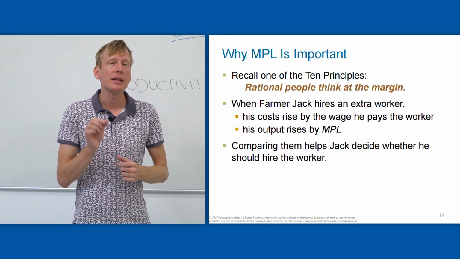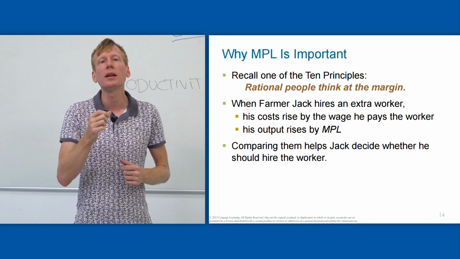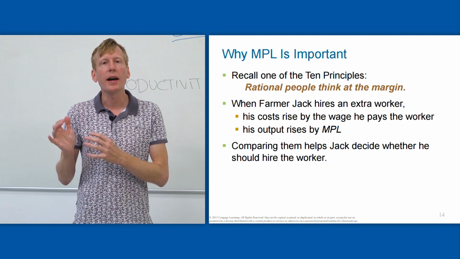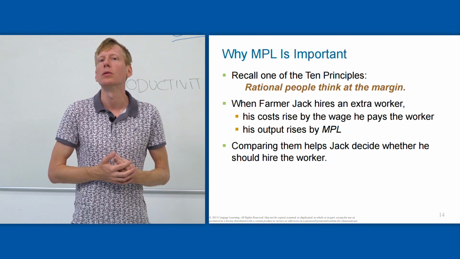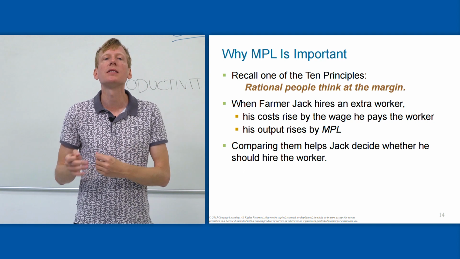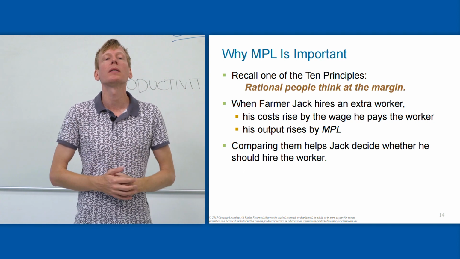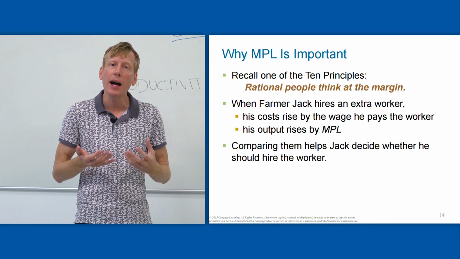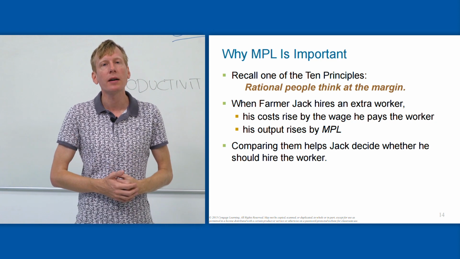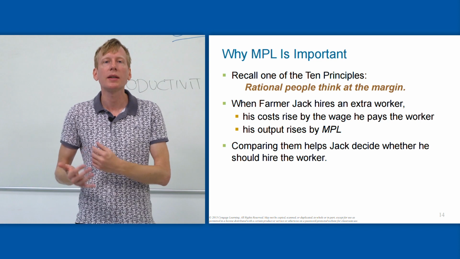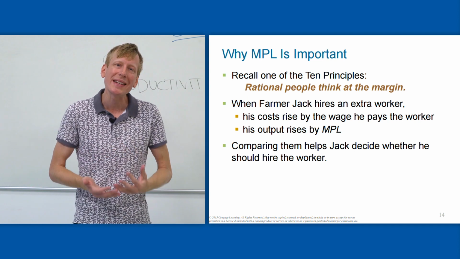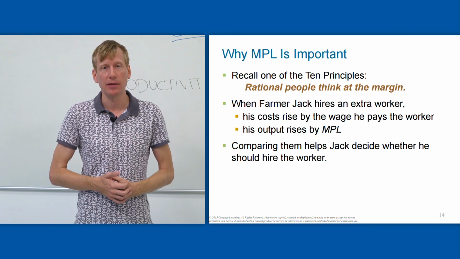So if he has to pay a certain amount per worker, he would carefully consider whether that worker added enough value to his business to justify the wage. If the value of the output that worker produced was high enough, then Farmer Jack would hire that worker. If the value that worker would add to his business wasn't, then he would decide not to.